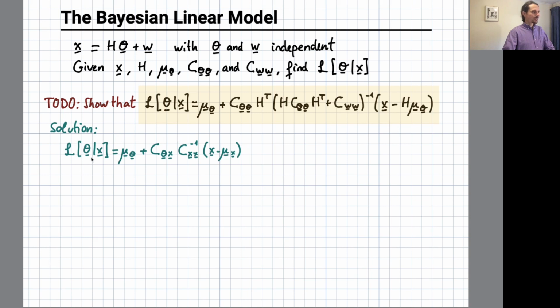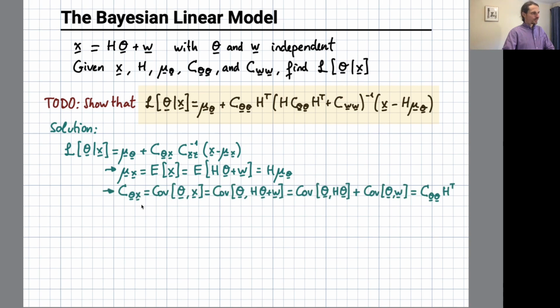We just need to start by the expression that we know for the LMMSE estimator and obtain these quantities here. Let's start by the mean of x, and we just substitute the definition of x here and take these expectations, and just by noting that the mean of w is 0 it results in H times mu theta. The covariance of theta and x can be found just again by using the same expression and applying the properties of the covariance that we reviewed earlier in this lecture. Note that the covariance of theta and w is 0 because they are independent and therefore uncorrelated.